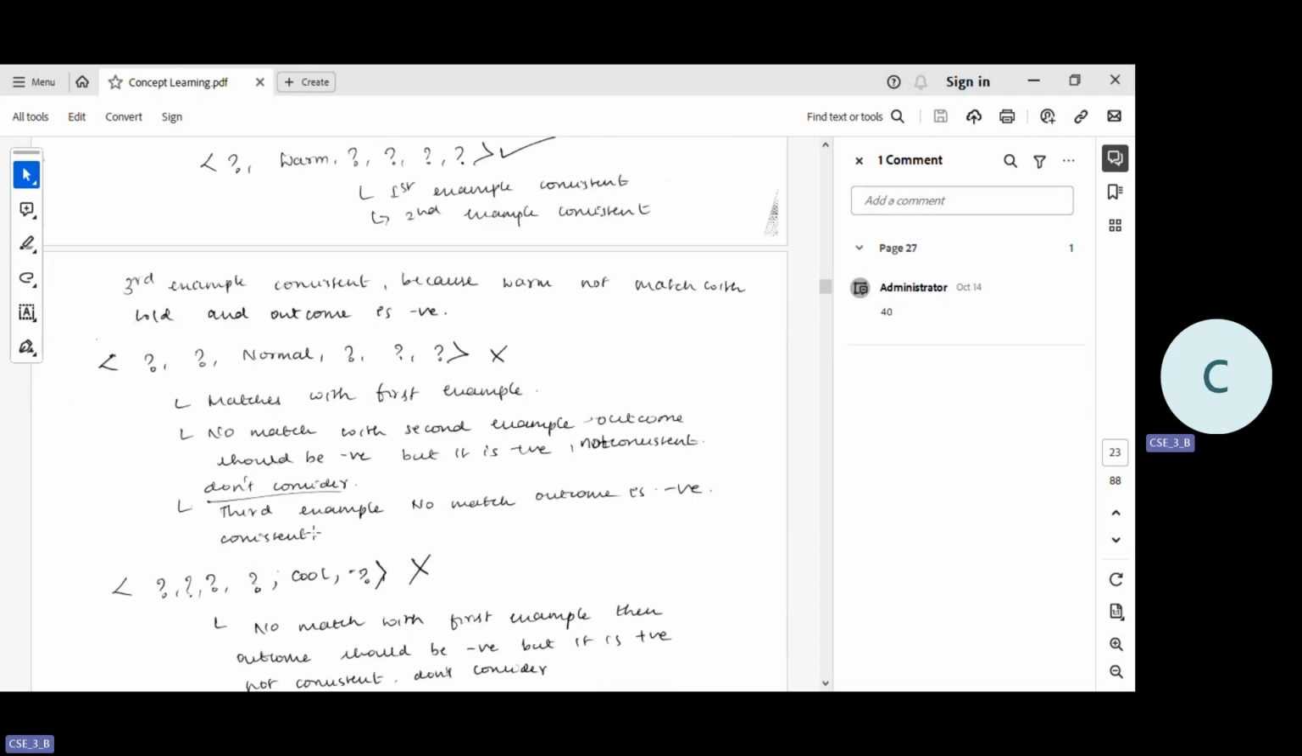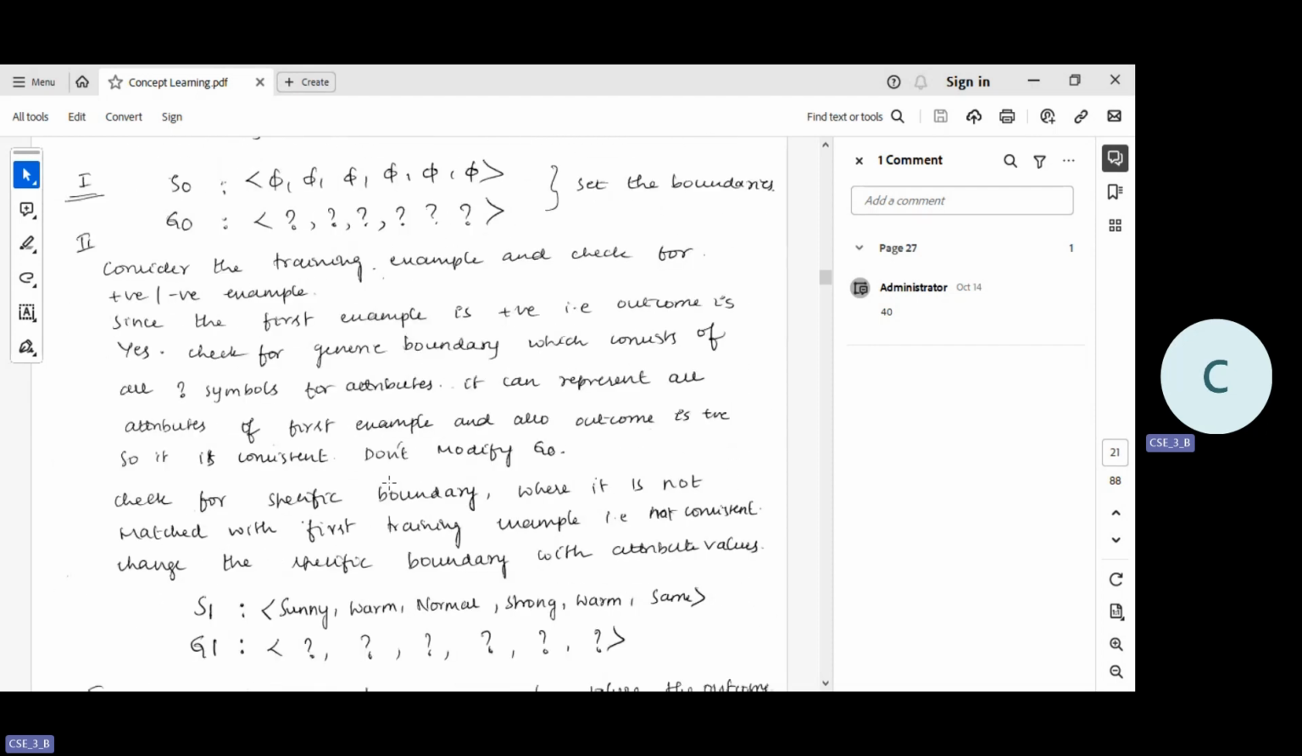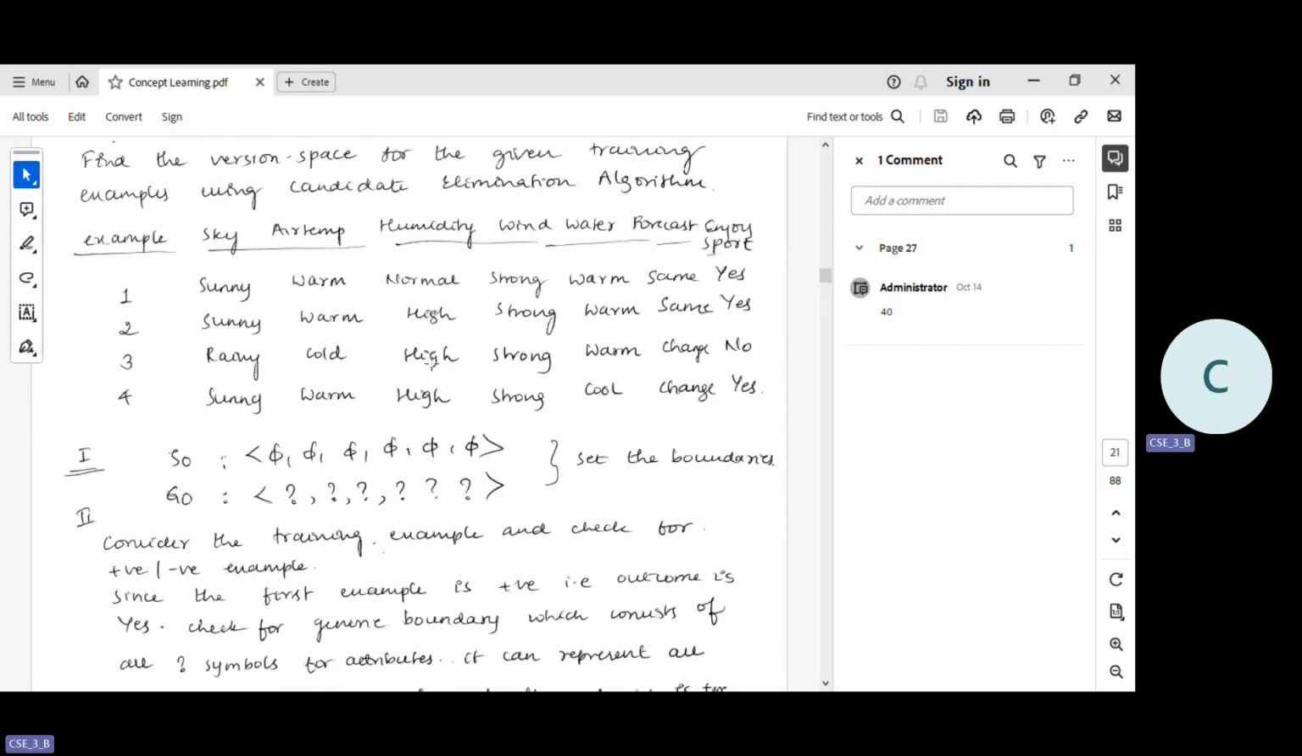So now what are we supposed to do? The third example, again, we can take it here. So go to the third example again. There is a mismatch, that is normal and then high. In the hypothesis we have normal and high. There is no match and we can say it is no, that is the negative example. So it is consistent with the negative example.